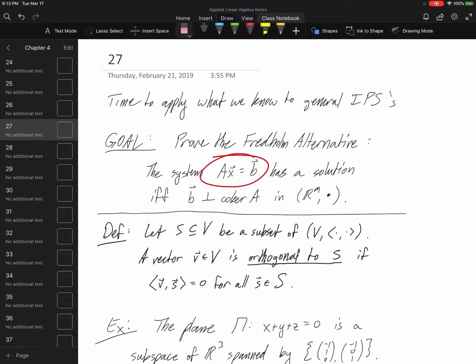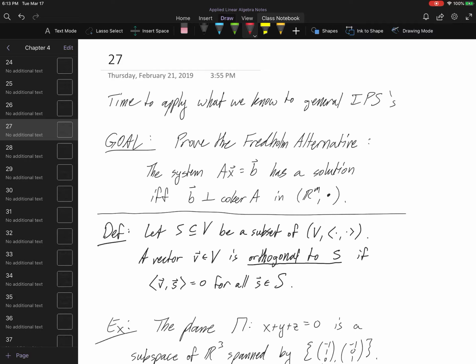We don't want to start an algorithm and have it never terminate or not find the correct thing, or if there is a correct thing to find in the first place, it's something that we really need to hash out. And we are building toward the idea of something called the Fredholm Alternative. The Fredholm Alternative is going to tell us exactly when we have a solution to AX equals B in an inner product space. Specifically for our purposes, this is going to happen inside the standard Euclidean space R^m with the dot product.